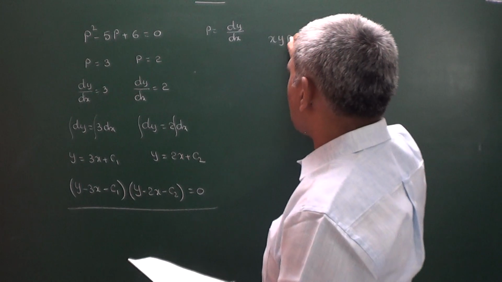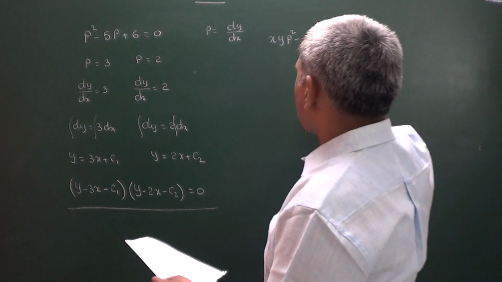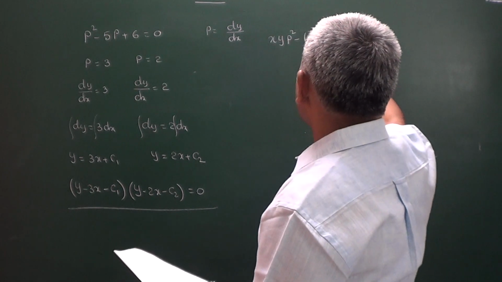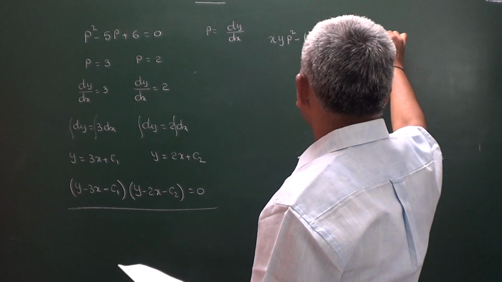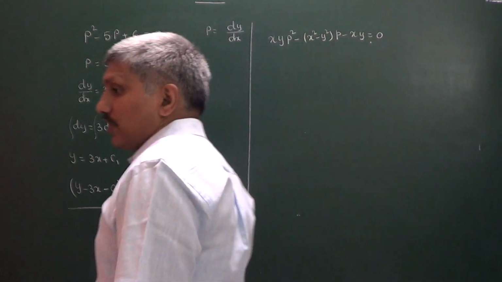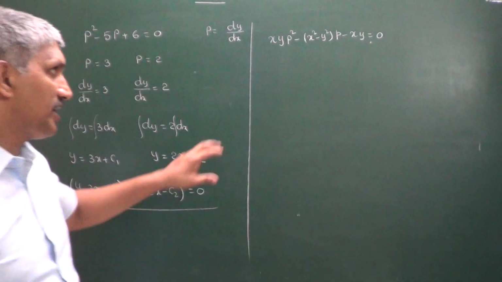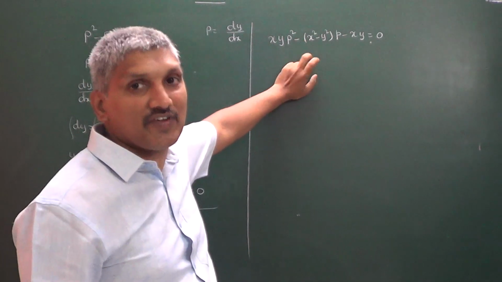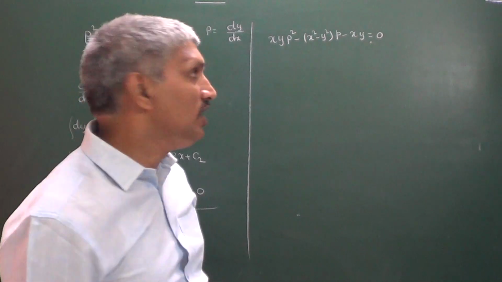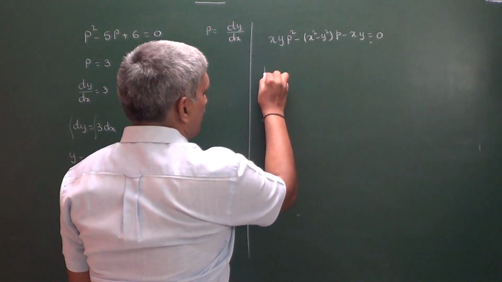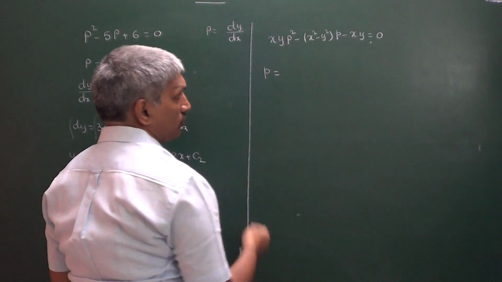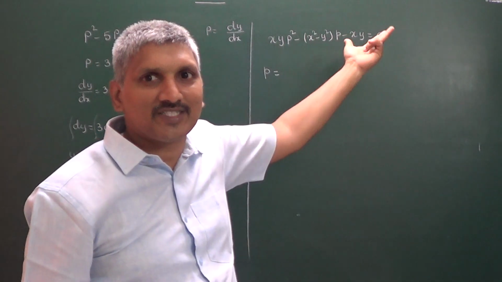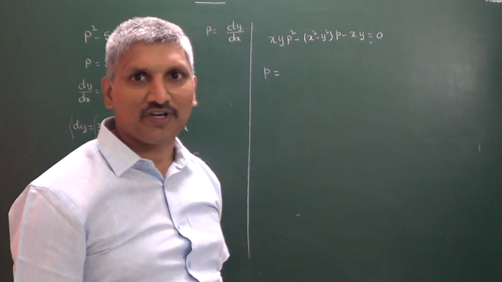xy p² - (x² - y²) p - xy = 0. Same information, where p = dy/dx. For this first order second degree differential equation, we are going to find the solution. Now observe here, tell me what is p. Because it is a quadratic equation, x = (-b ± √(b² - 4ac)) / 2a.